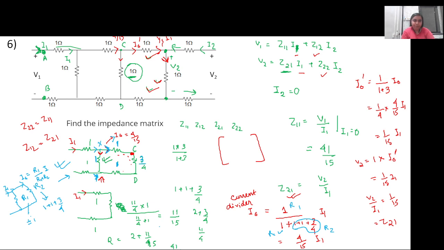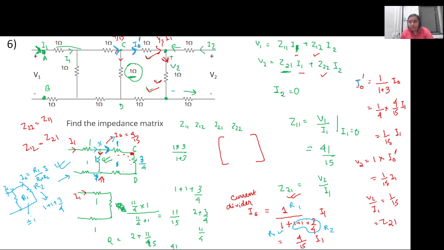Yes, ma'am. Ma'am, it means we have to reduce up to the CD branch of this network. Yeah, I'm just going backwards. In order to calculate, using the current divider rule, I'm calculating the current up to C and D, right? Once I get the current that is flowing across C and D, then I again go back to the original circuit and again use the current divider rule in order to calculate this I naught dash. Okay, ma'am, I got it.